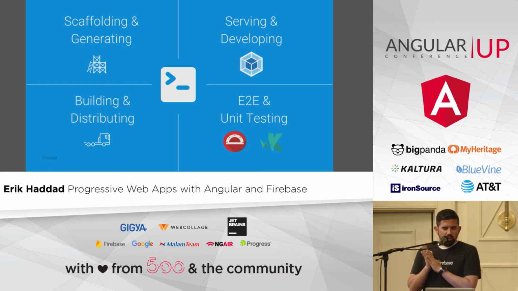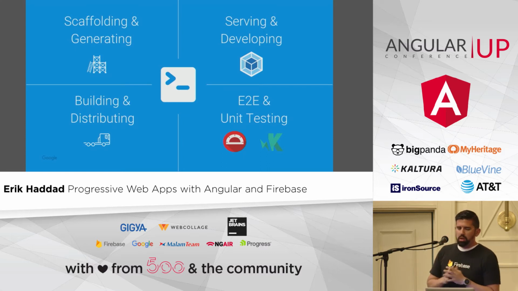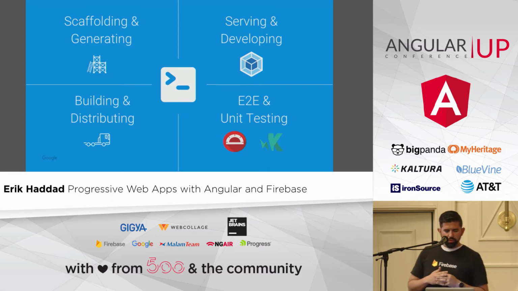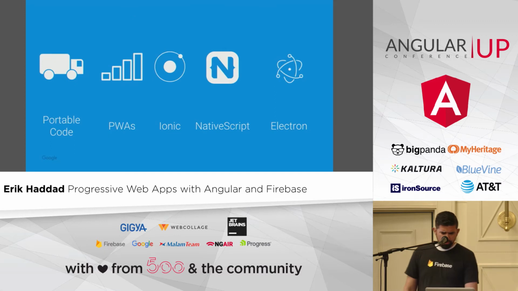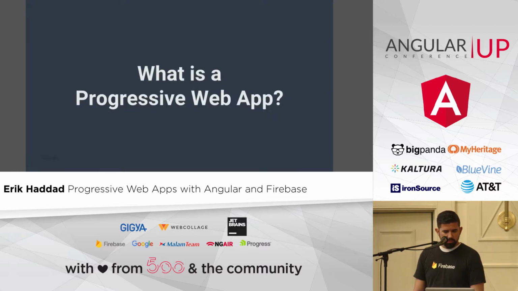And the Angular CLI, it's a powerhouse. From it, whether you're beginner or a professional, you're using it to do scaffolding and generation, serving and development, building and distribution, and end-to-end testing, unit testing, and here we see Protractor and Karma. So what does that give you? You have portable code, you get PWAs, works well with Ionic, NativeScript, and Electron, which is used for desktop applications.